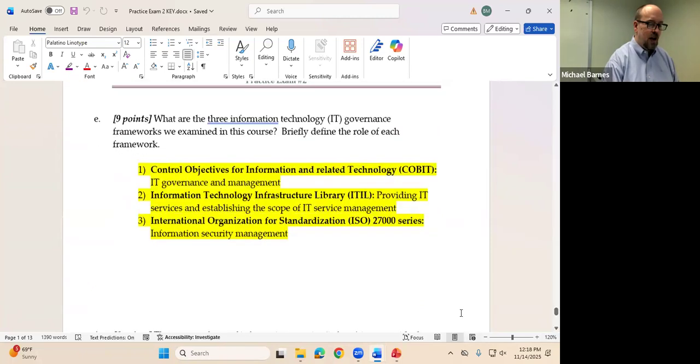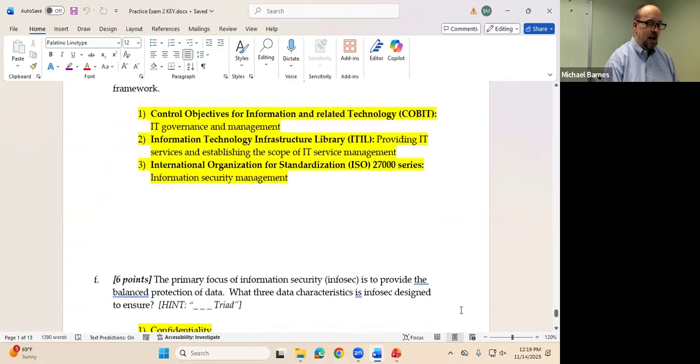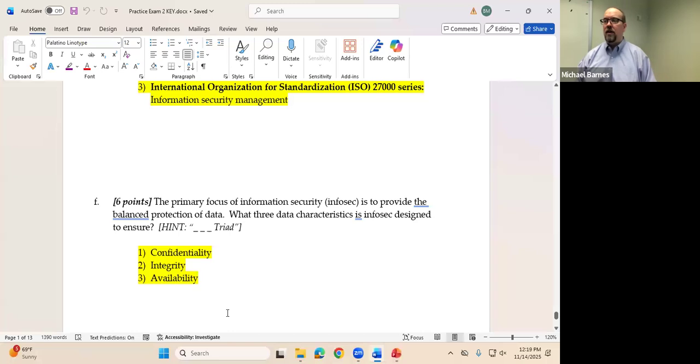Last question is pretty straightforward. What's in the CIA triad? Okay. What are the three objectives? I didn't tell you it was CIA triad. I said blank, blank, blank triad, and you should remember CIA. Confidentiality, integrity, availability. Those terms are fairly self-explanatory, but I would make sure that you have at least some knowledge of what those represent with respect to information security, because we did talk about that in class.